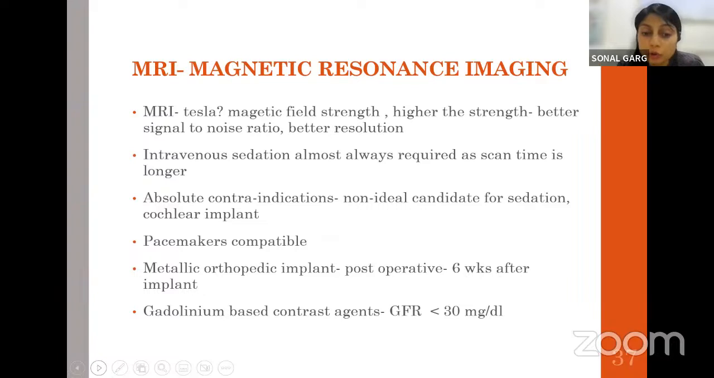Again, for metallic orthopedic implants, there's always a question: when can the person undergo an MRI? A lot of literature and studies have shown that anytime beyond 6 weeks after the implant, it is almost always safe. And of course, after 3 months, it's definitely safe to undergo MRI. Now, in MRI, as we all know, we are using gadolinium-based contrast agents.